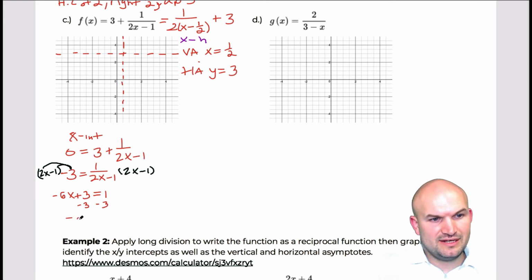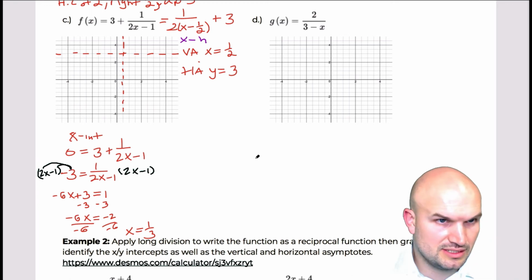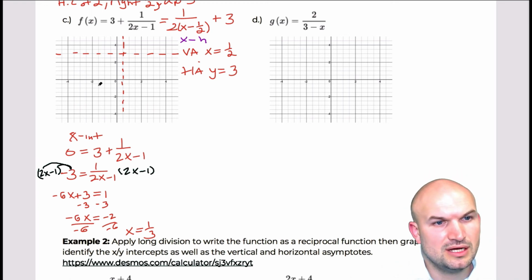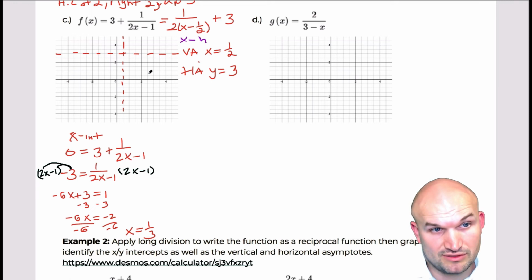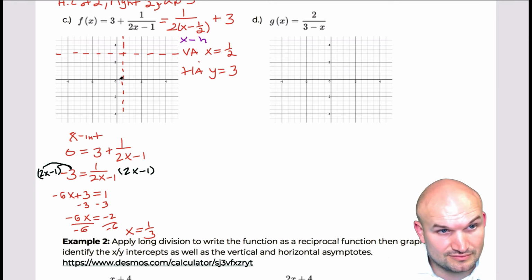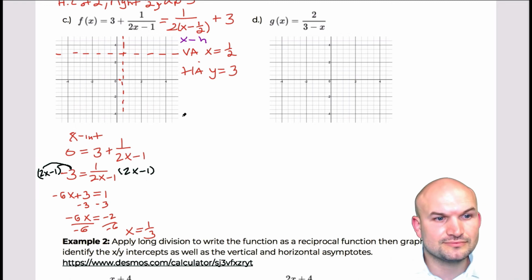So now I have negative 6x is equal to negative 2. Divide by negative 6, divide by negative 6. 6 reduces down to a positive 1/3. That doesn't seem right. Oh, that'd be 1/2. So yeah, that's 1/2. So 1/3 is going to be like right there. So I'll just stay right there.